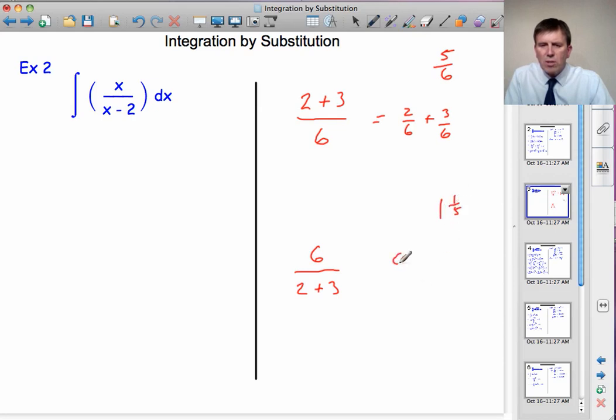Notice we can't do something like this. We can't split it into 2 because that would be 3 whole numbers plus 2 whole numbers, which is certainly not 1 1/5. So this substitution I'm going to use here is designed to make the bottom a single term. I'm not worried if I introduce an extra term on the top.